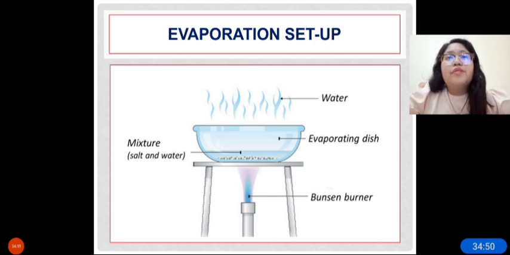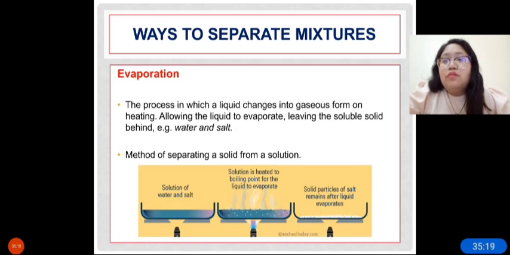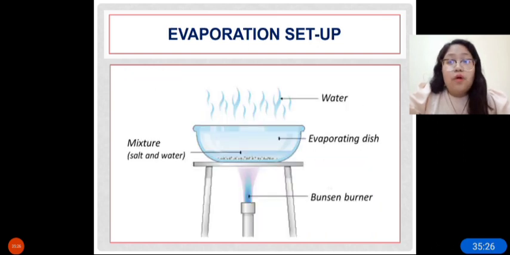So in order for you to understand it, I want you to look at this evaporation setup. So we have here a mixture of salt and water. It is placed in an evaporating dish. The dish is heated by the Bunsen burner, causing the water to evaporate. And so as the water evaporates, the salt remains in the dish. And we can see that salt, which is our solid, is separated from the solution, which is water. I mean.